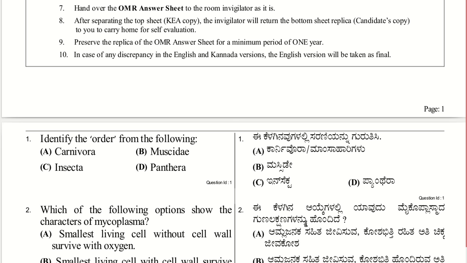The first question that they have asked is: identify the order from the following. They have given it as Carnivora, Felidae, Insecta, Panthera. So the order here is Carnivora. First one, the answer is Carnivora.